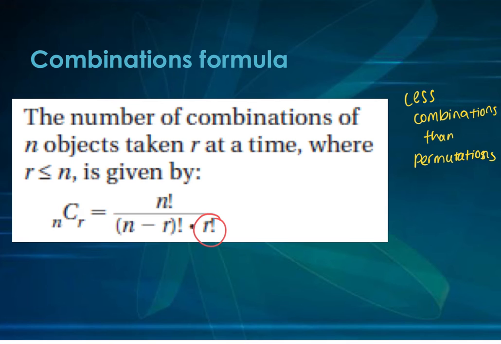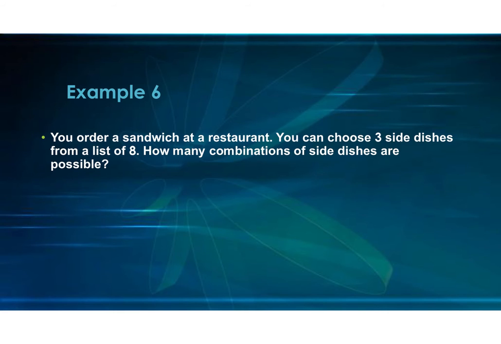Okay, where N is the total number of objects that you're choosing from, and R is the number of times that you're picking them. Or, like we said previously, the number of choices, okay? All right, so it's going to have N factorial, so your larger number. Let's see this formula in action.